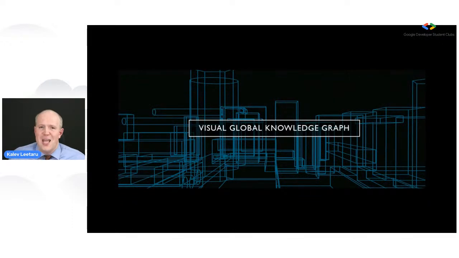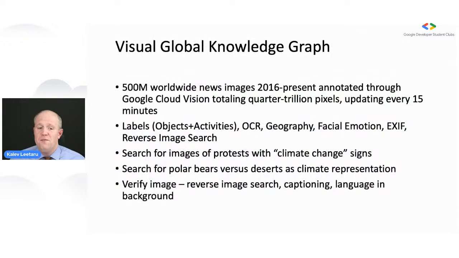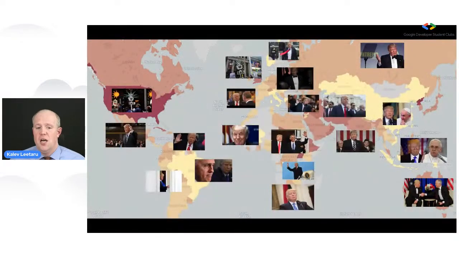Now, of course, where AI really shines is in the visual world. So one of the things that we've done since 2016, we've run more than 500 million images through Cloud Vision, which is Google's image AI. And we extract out labels. So we ask it for any objects and activities in there. We ask it to do OCR. We ask if it can estimate the location. We also separately do EXIF metadata extraction for that and image search.